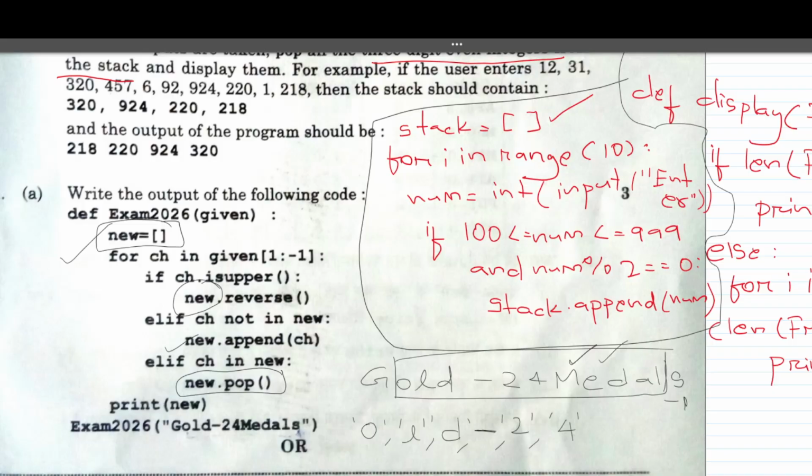No. So here it says else if ch not in new, is D earlier present? Yes, D is already present. So here it says whenever you are finding a character that is already present, what you need to do? I need to do pop. So this E will be removed.